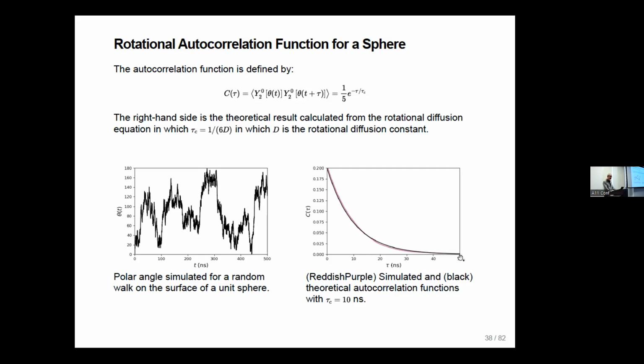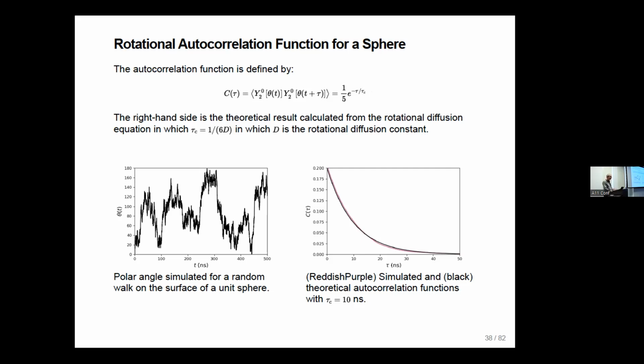And here's what I get. Red is the simulation, black is the theoretical calculation, because I know from theory that I should see 1/5 times an exponential for the tumbling time. That's something that comes out of statistical physics. So there's the autocorrelation function, basically for an isotropic molecule tumbling in solution with a correlation time tau c. It'll be a single exponential decay with time constant tau c.